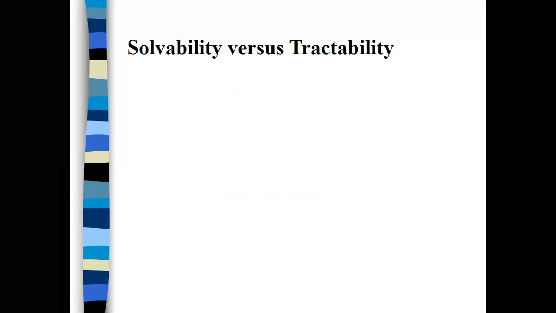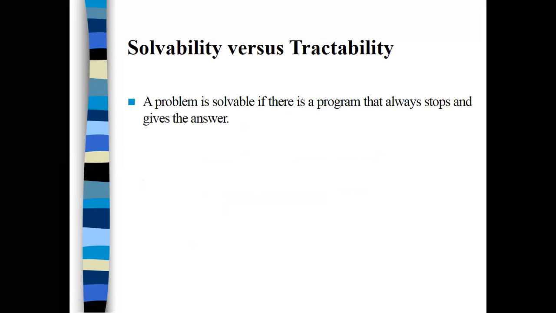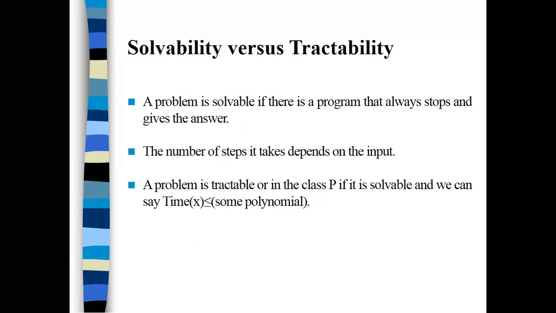So what about solvability versus tractability? A problem is solvable if there is a program that always stops and gives an answer. So a problem can be solvable when you have the answer, and if you did not get any answer, then you can say the problem is not solved yet. The number of steps it takes depends on the input you have. So how many steps are we going to run?